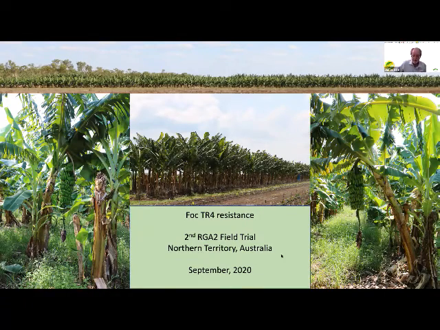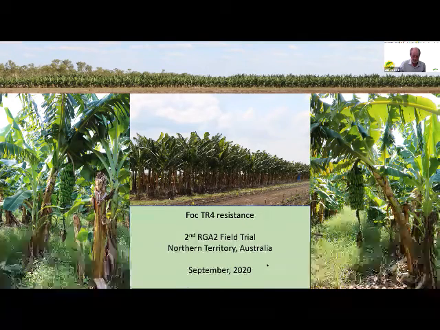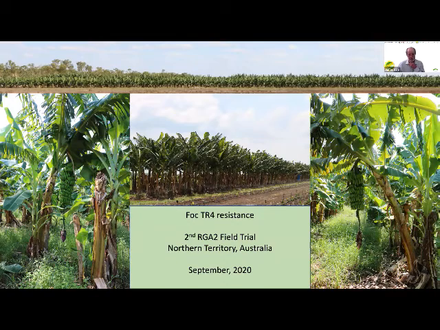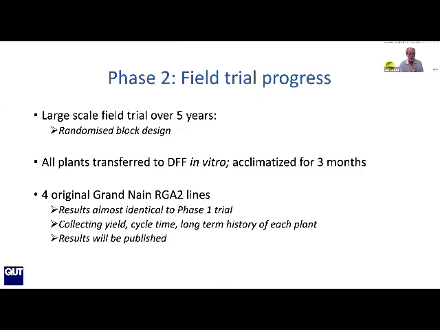One of the challenges of COVID-19 is that we've been very limited in our ability to travel from Brisbane up to our field trial, but we were able to go up in September, and so we took these photos. This one is an earlier photo. We've had sequential plantings of the different lines. The original lines were planted first, and then some of the new lines and some of the new resistance genes. So this is a large field trial.